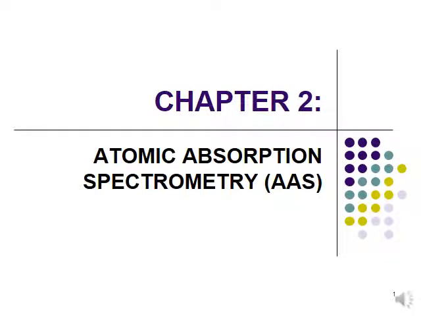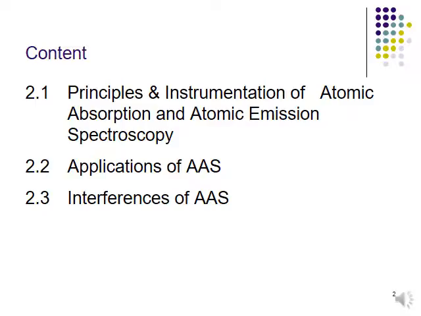Hello, good day everyone. So today you're going to learn about the instrument called Atomic Absorption Spectrometry, AAS. This instrument is for chapter 2. So here is the list of content, the overview of the subtopics. The first, 2.1, is about the principles and instrumentation of AAS and also AES.